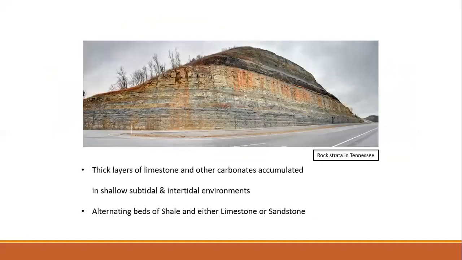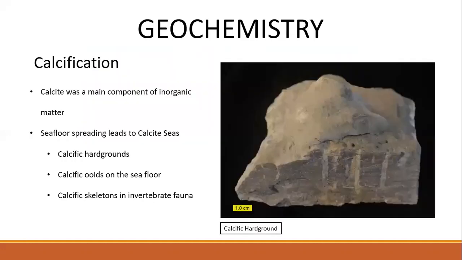Here is an example of an Ordovician rock strata found in Tennessee. Ordovician rock strata can be distinguished by thick layers of limestone and other carbonates, as well as by alternating layers of shale and either limestone or sandstone.